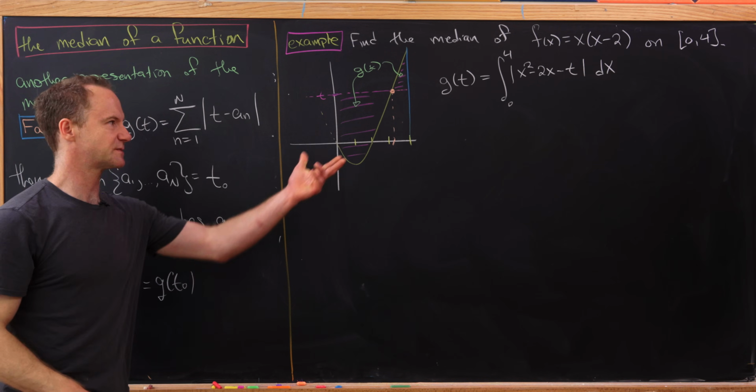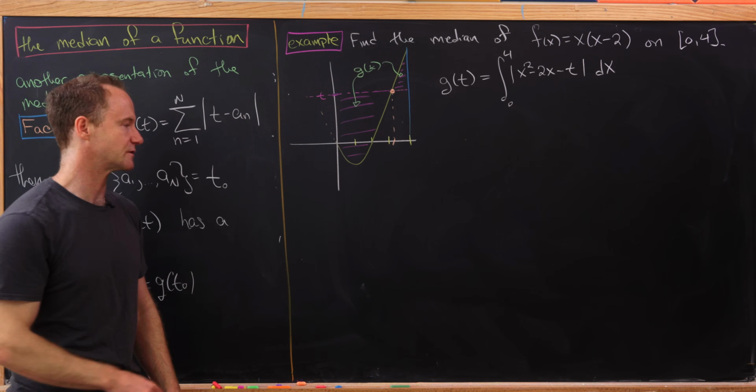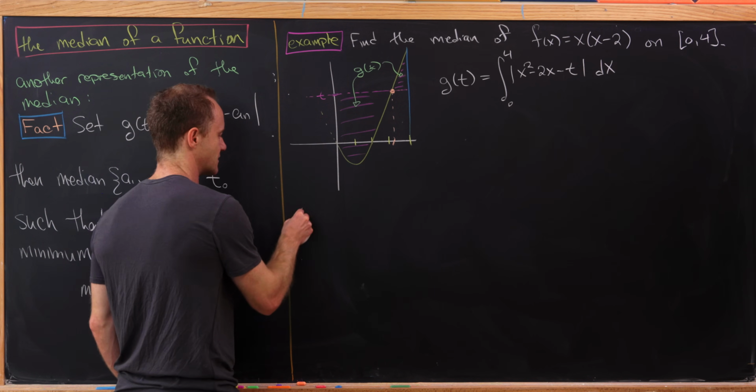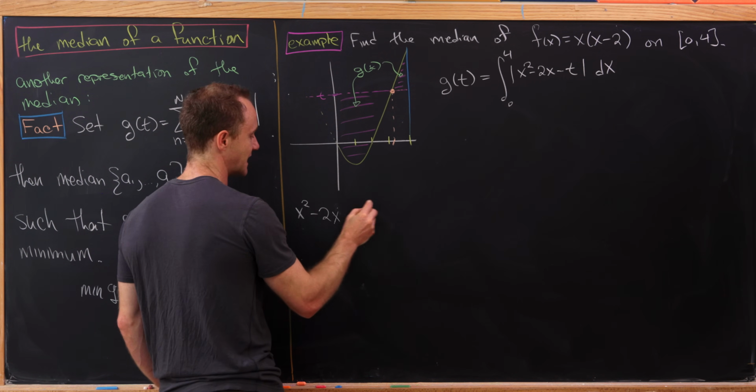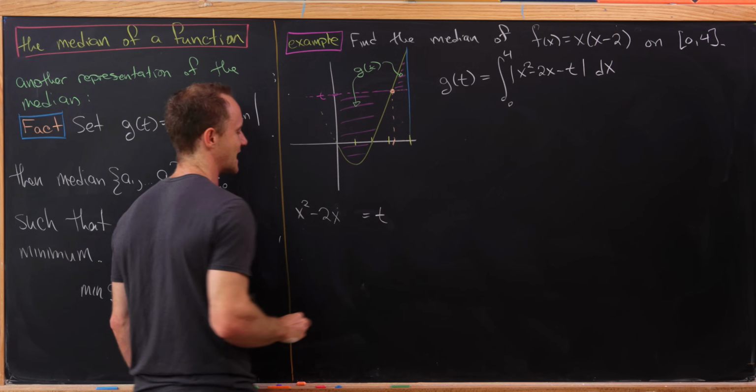And well, we can do that just by setting the stuff inside of that absolute value equal to 0. So let's do that down here. So we have x squared minus 2x minus t equals 0, but I might as well just write that as x squared minus 2x equals t.